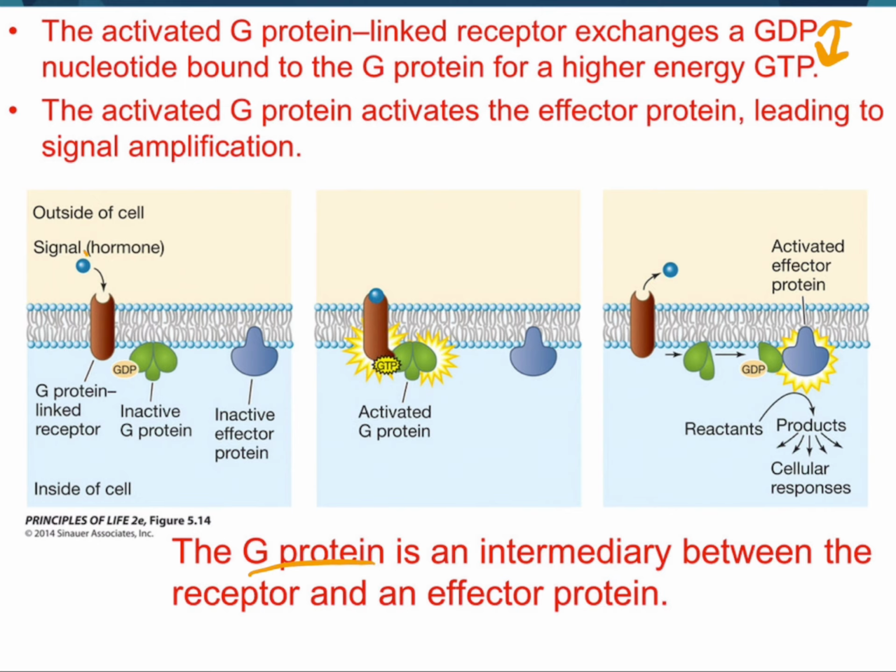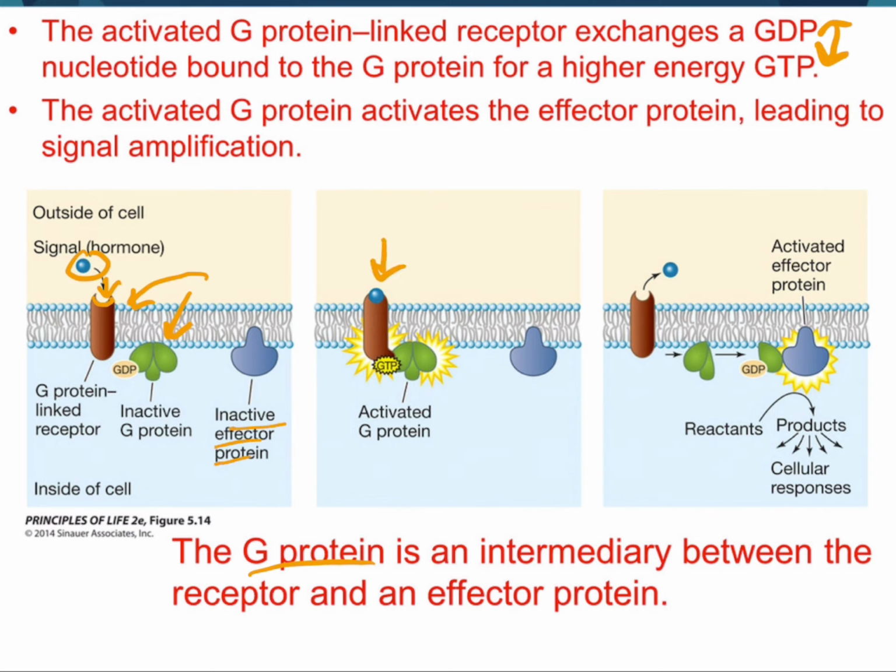So if we look at this here, we have a signal. It's going to bind to the G protein linked receptor. So it's binding to the receptor, and we say this receptor is linked to a G protein because it is. We have an inactive G protein that's linked to this receptor, so that's why it's called a G protein linked receptor. So we have this inactive G protein at this state, and we have an inactive effector protein.